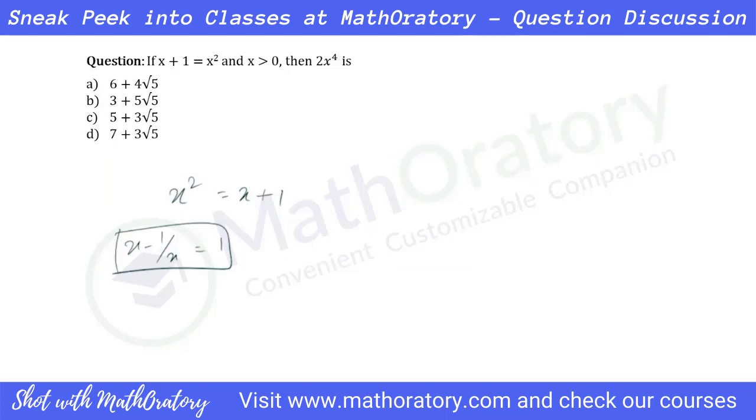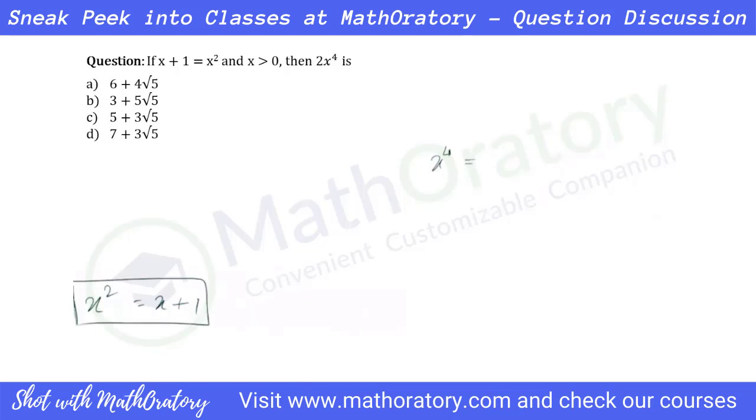But that doesn't help me in getting 2 into x to the power 4, right? Because I can get something like this from here, and then use the option to figure out whatever it is, but that will be too much to do. So what I did in this question is I tried to find the value of x to the power 4, as simple as that, but not directly substituting the value of x, not directly taking into Sridharacharya. I just use this thing.